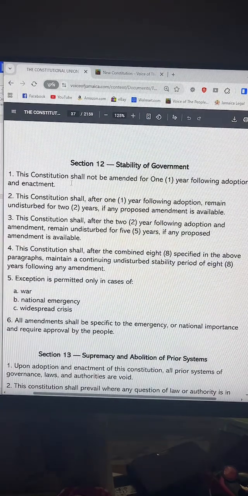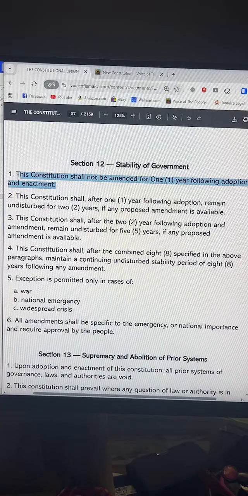Stability of government. Now, this is another important section. This constitution shall not be amended for 1 year following adoption and enactment. So we give the constitution a small rest, so that if we encounter issues, we can table them, we can write them down and create an enumerated list of what needs to be corrected or added, etc. And then after the 1 year, we can have an amendment.